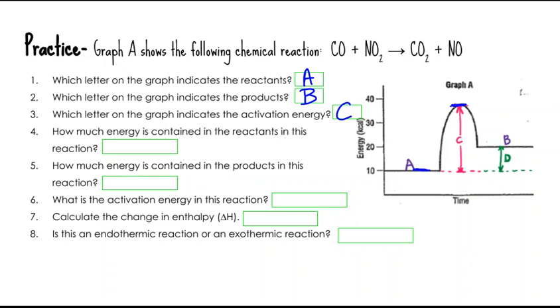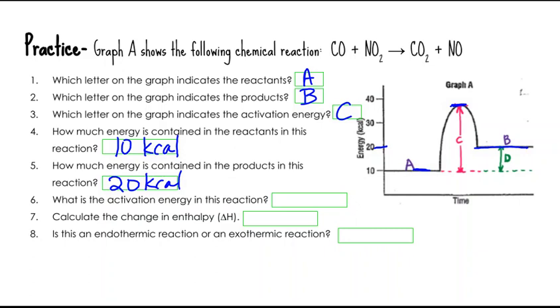Now, let's actually read the graph. How much energy is contained in the reactants? Like, what's the numerical value? 10 kilocalories. Very good. Don't forget your unit. Very important. 10 kilocalories. Yes. How about the energy contained in the products? Yes, this is right here. So that goes over here. 20 sounds good to me. 20 kilocalories. Yes.